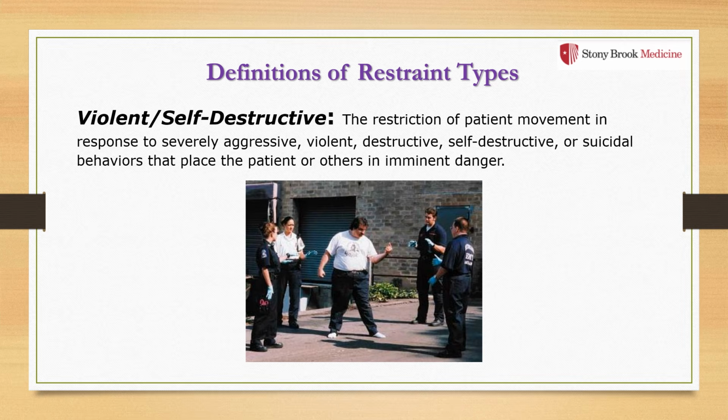Violent or self-destructive behavior: the reason we would restrict patient movement is in response to severely aggressive, violent, destructive, self-destructive, or suicidal behaviors that place the patient or others in imminent danger. When it comes to these patients, these are the ones that we need to think about using commercially approved restraints as well as incorporating chemical restraints, i.e. medications like Versed or ketamine.